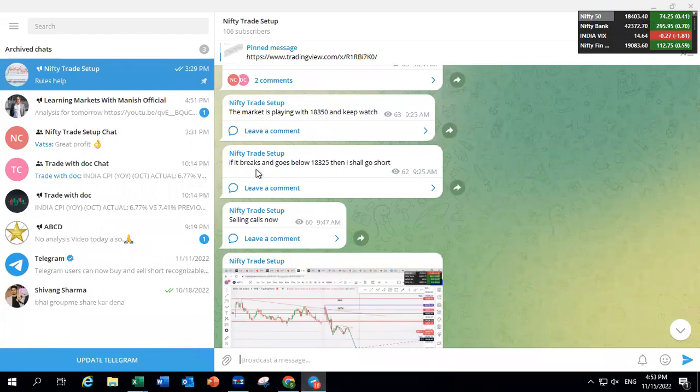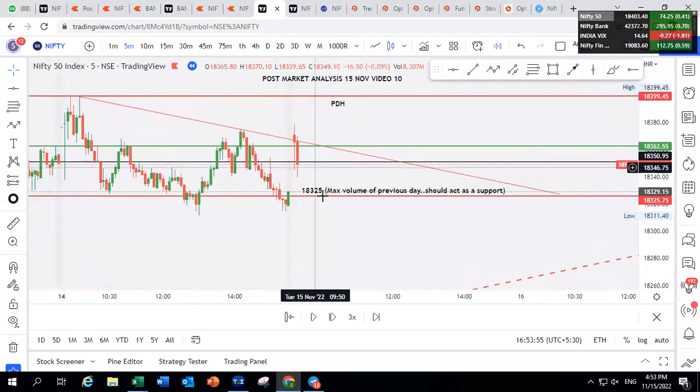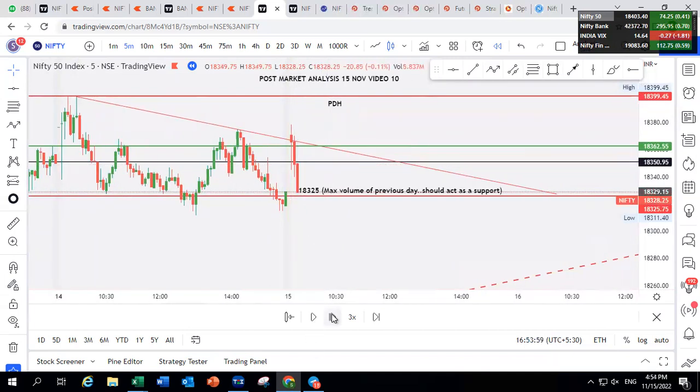And this is what I had mentioned here. At 9:25, if it breaks below 18325, then I shall go short selling. And then at 9:47, I said I'm selling calls now. So this was at 9:15. Then after that, what happened? If you see here, the market came down, and 18325, it did not break. It took 1 point support.